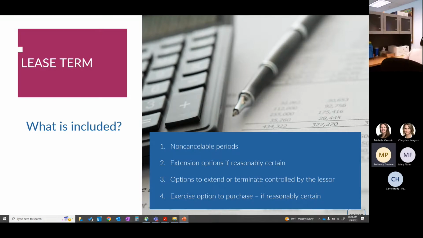And then when we're looking at the terms, which is also factored into this whole calculation that we'll be going through in the next couple of slides, we need to say, okay, what are the lease terms? Are there any non-cancelable periods? Do you have any extension options? Are you going to extend it? Can the lease be terminated by the lessor? Can they come in and say, hey, you're done with this object now? And then the exercise option to purchase if it's reasonably certain. So those are some key points that we'll look at and try to pull out of these contracts while we're reading them.